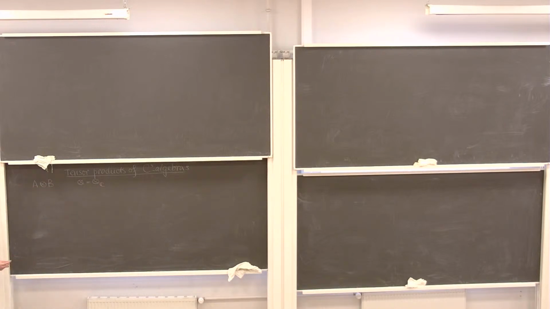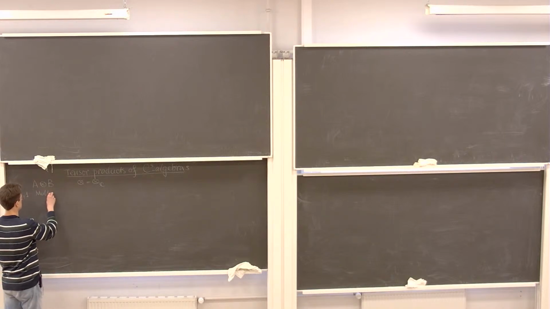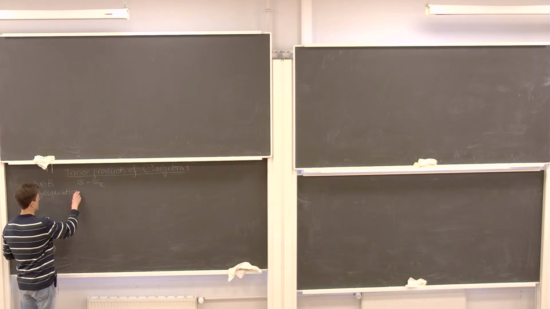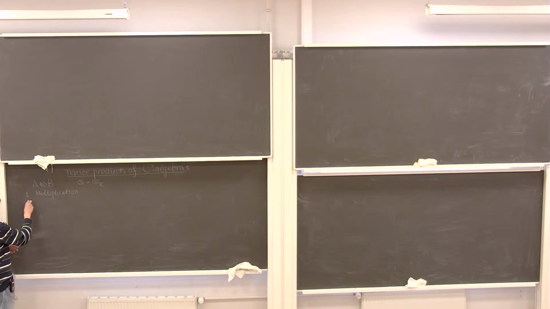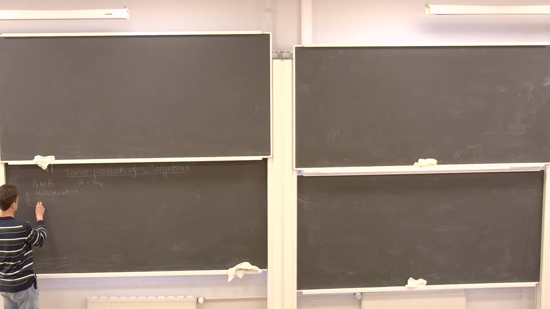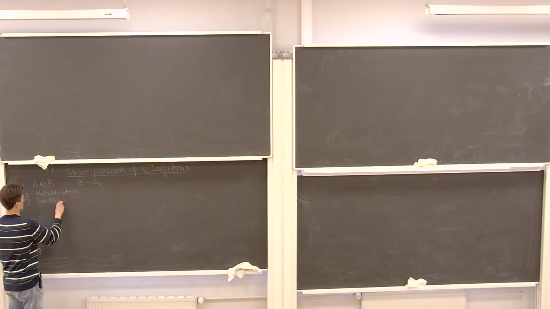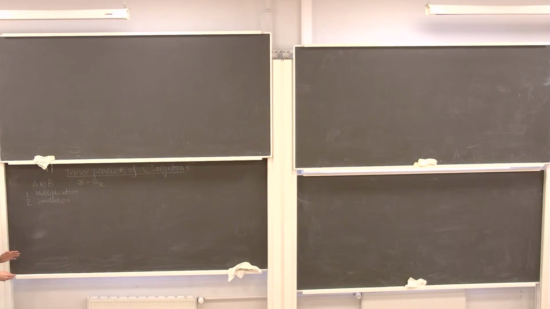So our strategy will be as follows. First of all, we start with two C-star algebras A and B, and first of all, we define multiplication on this vector space. And this is very easy. Next, we must define an involution on this algebra. And this is also quite easy, but requires a bit of mathematical culture, mostly because the involution is not a linear map, but is an anti-linear map.